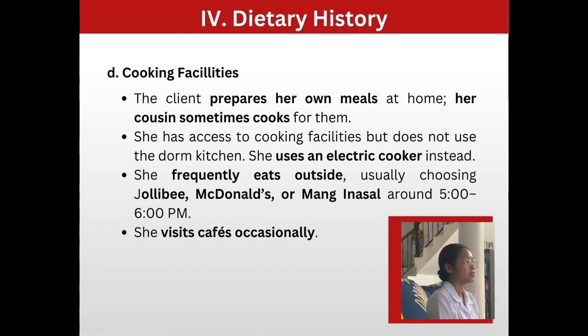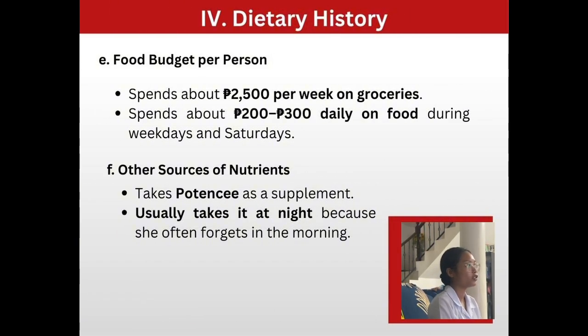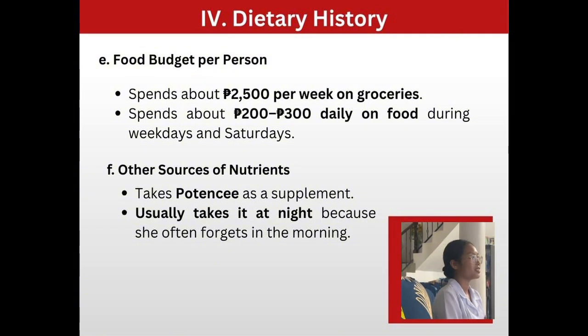So she often eats in fast food such as Jollibee, McDonald's, or Mang Inasal, and occasionally visits cafes. So the client's food budget, client spends around 2,500 pesos per week on groceries and 200 pesos to 300 pesos daily on food during weekdays and Saturdays. So the client also takes potency daily, usually at night, because she often forgets it in the morning.